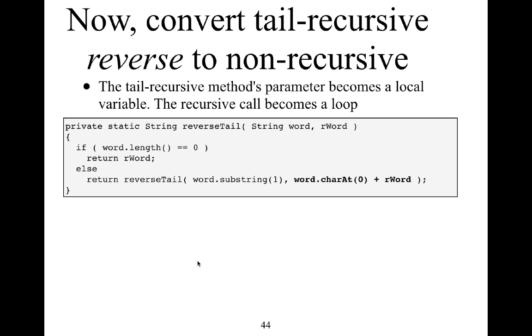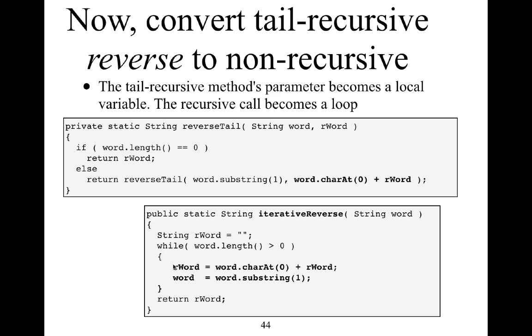So now that we have a tail recursive version of reverse, we can convert it to a non-recursive one quite straightforwardly. We simply take the two computational units here, which are part of the recursion, which is to take the substring of all but the first character, and then to do this concatenation, they become two separate statements in our while loop. And once again, the condition is reversed.